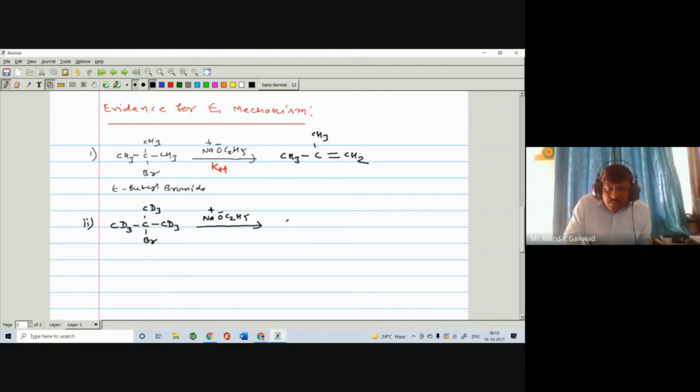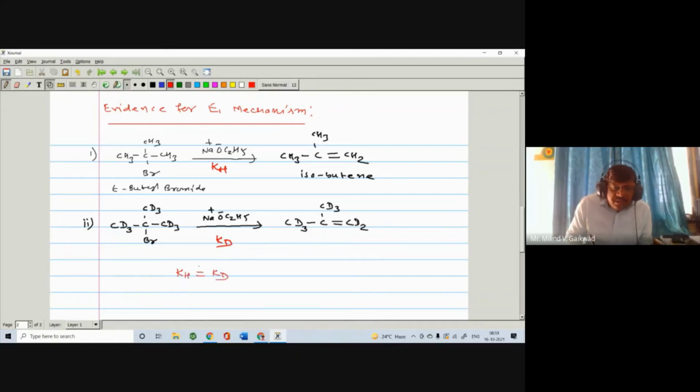Then you are getting the product where there is an abstraction of a proton, that is a deuterium, from the beta carbon atom, and you are getting deuterated isobutene. You find out the kinetics, that is the kD. Experimentally, it is observed that kH is equal to kD. In this case, kH is equal to kD.